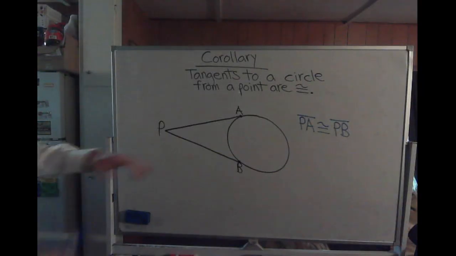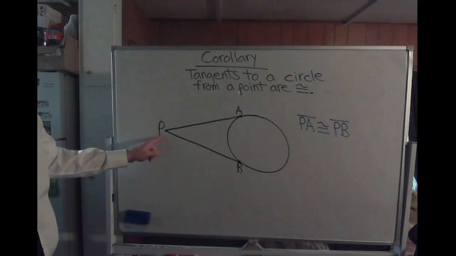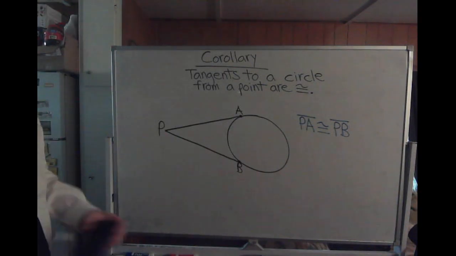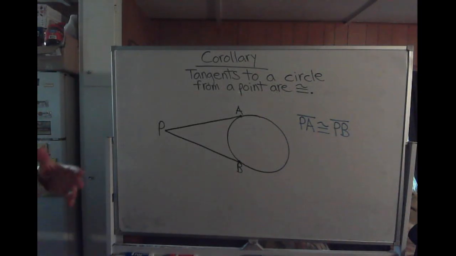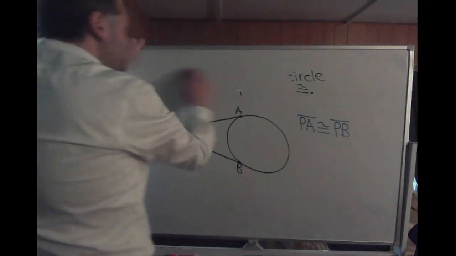So if you have two tangent lines, or more than two even, that start at the same point outside of the circle, then those tangent lines are going to be congruent to each other, which we are going to use today for some exercises.